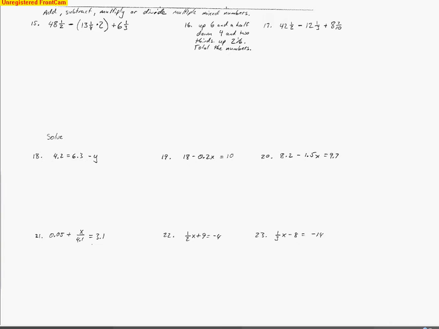These are more solutions to the study guide for the Chapter 1 test. So let's take a look at number 15 here. It asks us to add or subtract or multiply or divide multiple mixed numbers. And so you're going to have some problems that have this concept in there. We're going to have to deal with more than one mixed number.